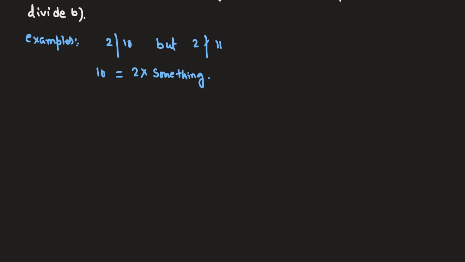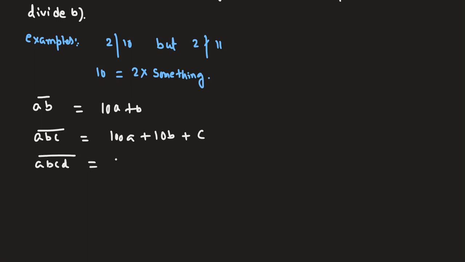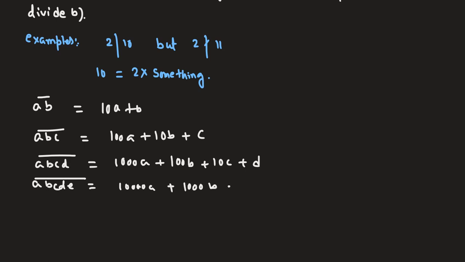From here onwards, when we write AB with a bar over it, it indicates the 2-digit number 10A plus B. If I write ABC, this is a 3-digit number 100A plus 10B plus C. ABCD is a 4-digit number, 1000A plus 100B plus 10C plus D. ABCDE is a 5-digit number, so we can write 10,000A plus 1000B plus 100C plus 10D plus E. So this is the concept of divisibility definitions.